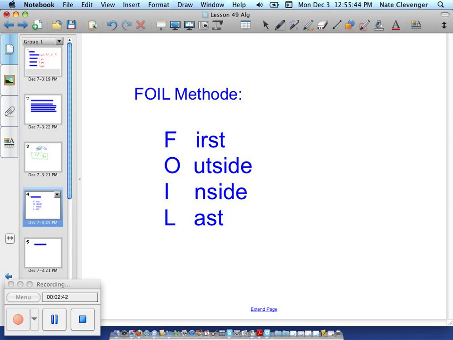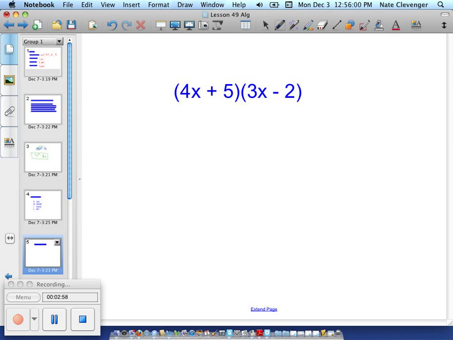FOIL method. First, the F stands for first, O stands for outside, I inside, L last. And this will make more sense once we go over. Are we ready to go on? Here we have 2 binomials that are being multiplied. They're sitting beside each other. That's an implied product. So we're multiplying this. What we're really going to do is take and apply the distributive property twice. So it's going to look like this.